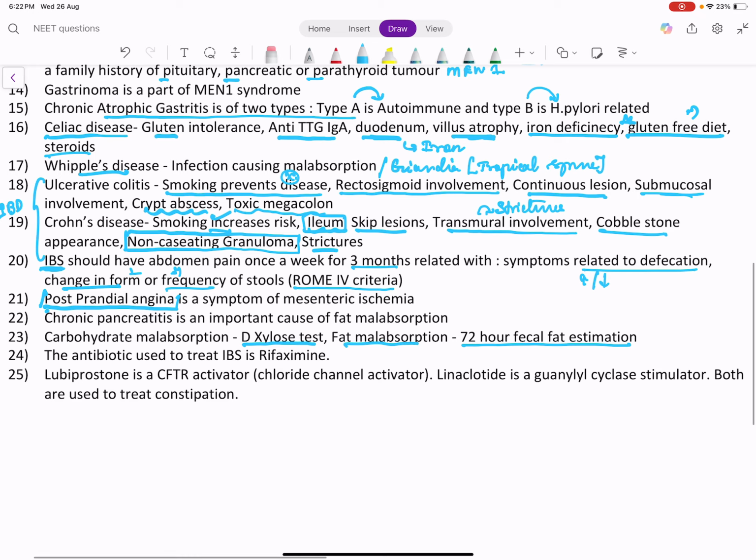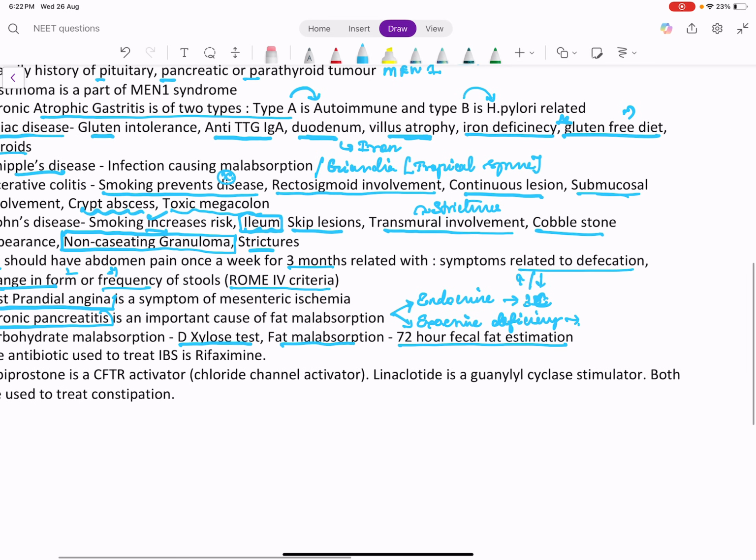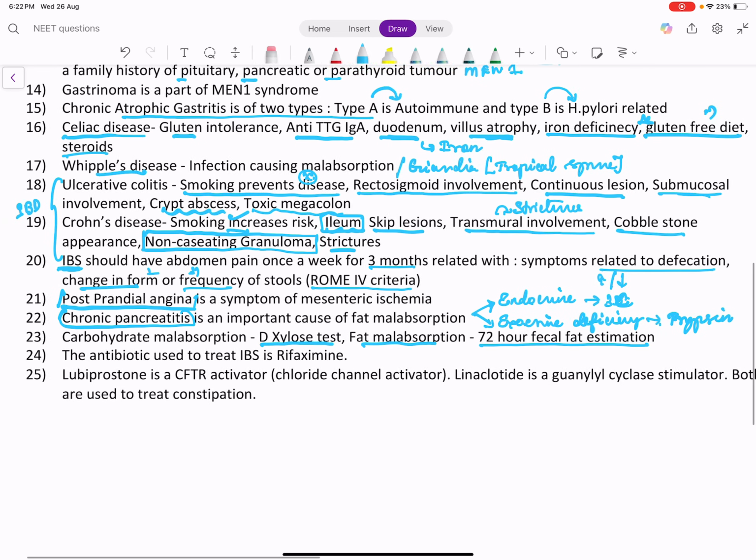One important disease causing fat malabsorption is chronic pancreatitis. Chronic pancreatitis causes two important problems. One, it can cause type 3C diabetes due to endocrine deficiency, and it can cause exocrine deficiency where chymotrypsin is deficient, so it causes fat malabsorption.